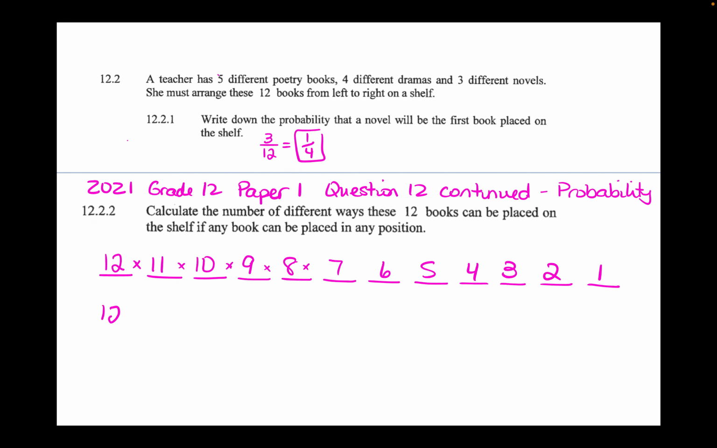There's a short way to write this, and that is 12 factorial, and it's a huge number. Your calculator can do factorials for you. You could multiply this out, but it's a big, big number. I think it is 479,001,600.